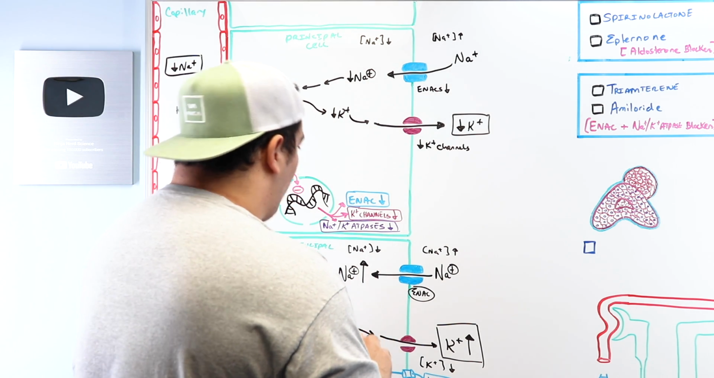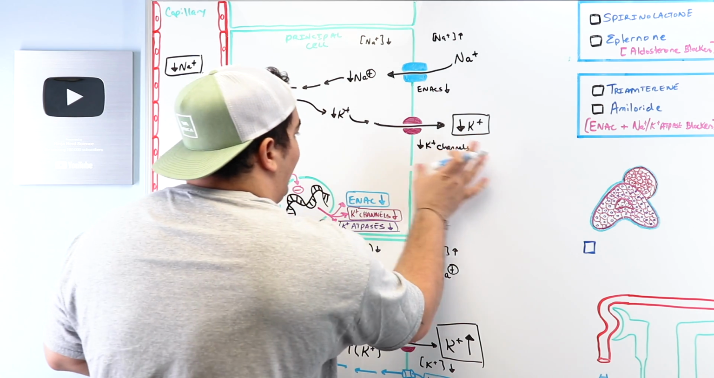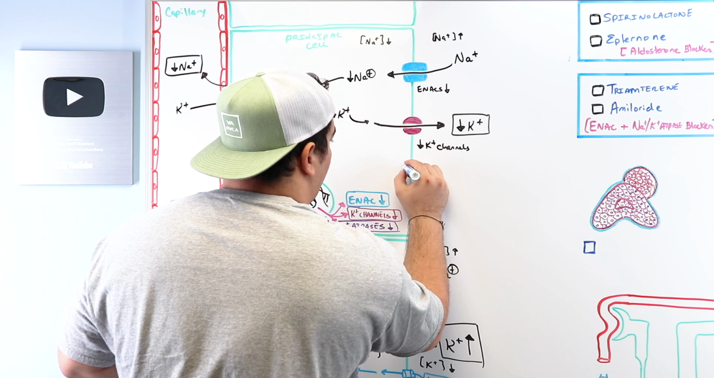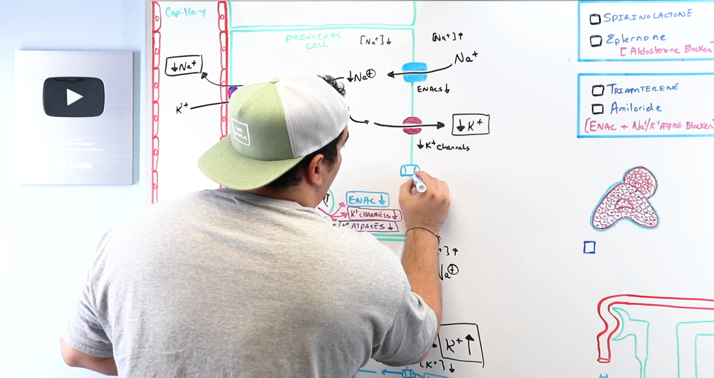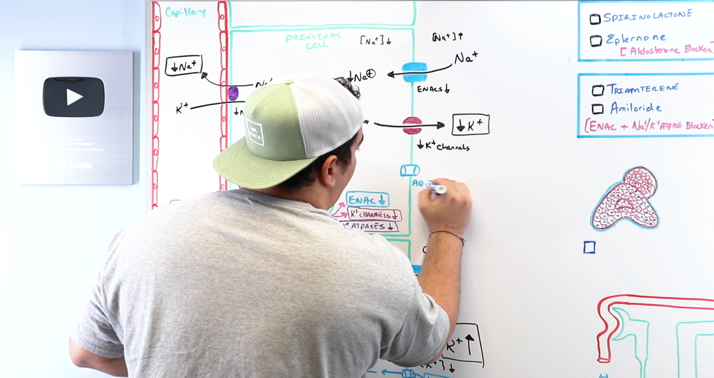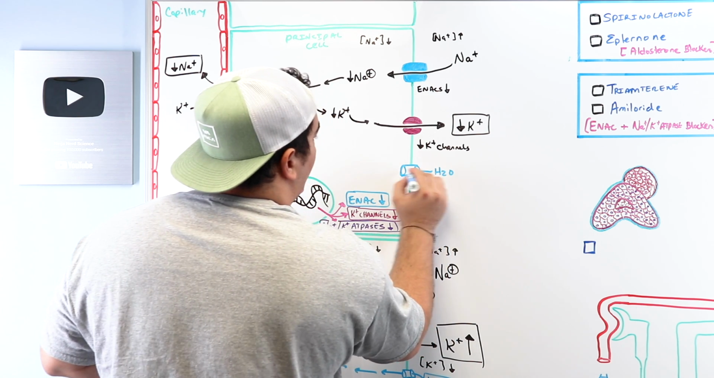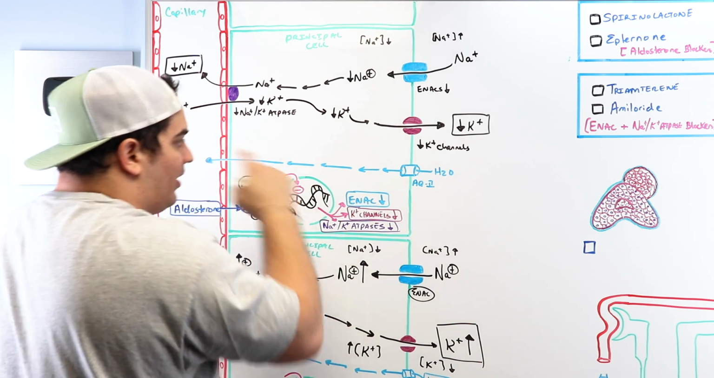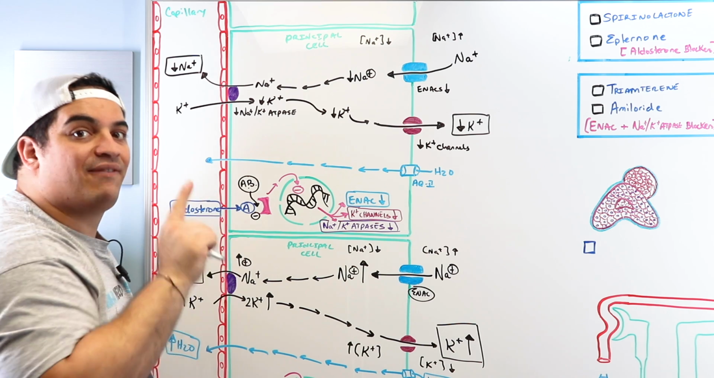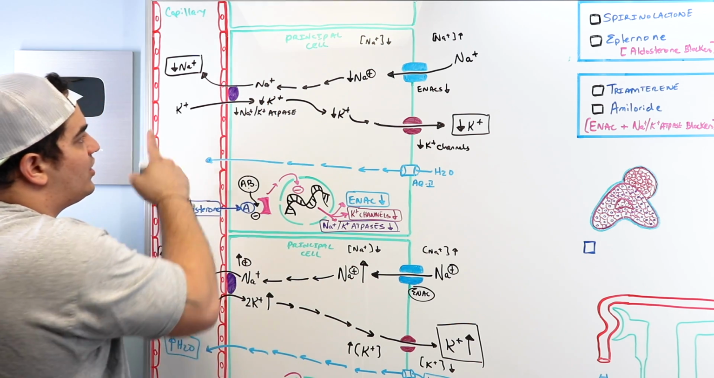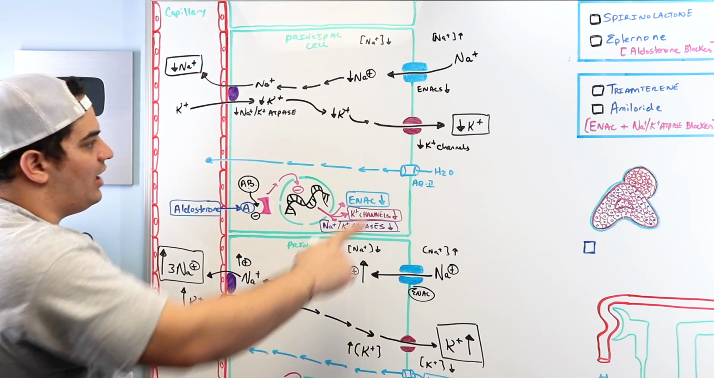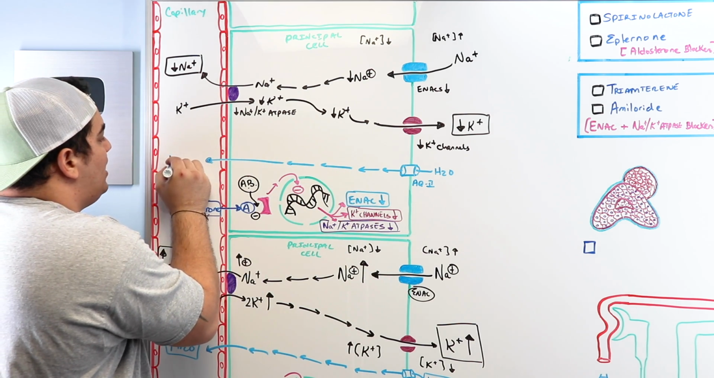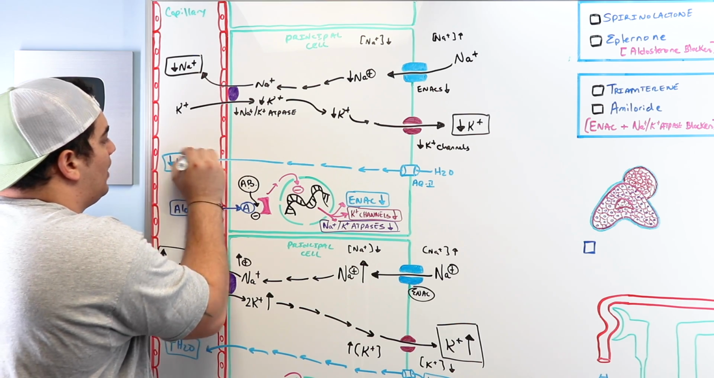Now, remember, we assume ADH is present. If ADH is present here, what happens? It increases the synthesis, or the expression more particularly, of these aquaporins, right? Aquaporin type 2. And because of that, water will then move across these aquaporins and into the bloodstream, right? But it follows the sodium by facultative water reabsorption. Well, there's less sodium being reabsorbed. If there's less sodium being reabsorbed, is the water going to follow as much? No. So there's going to be decreased water reabsorption.